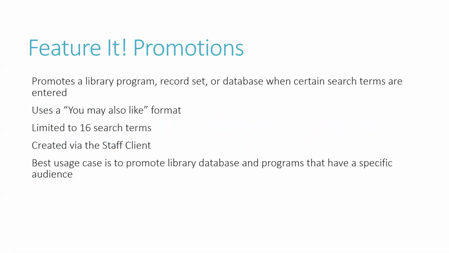Okay. So the next thing I'll touch on is something called Feature It Promotions. So the Feature It Promotions tool is used to link out to library programs, record sets, or databases when certain search terms are entered. It uses a "you may also like" format, similar to an Amazon search where you search for one thing and then it suggests other things based on the terms that you've entered.